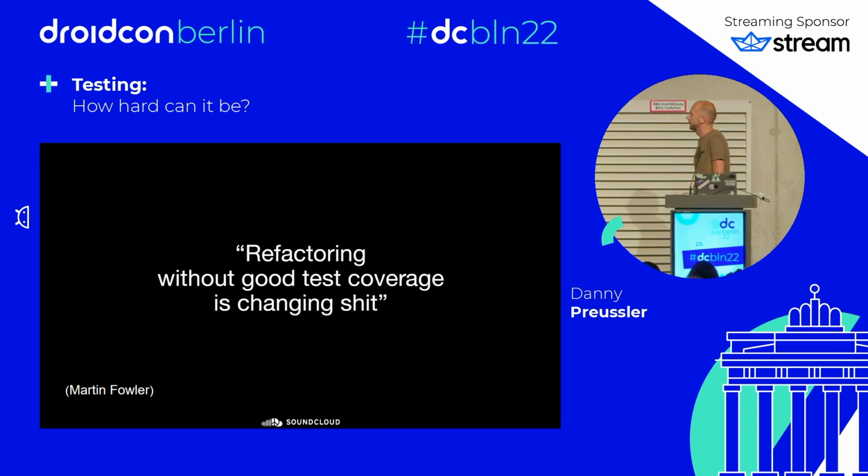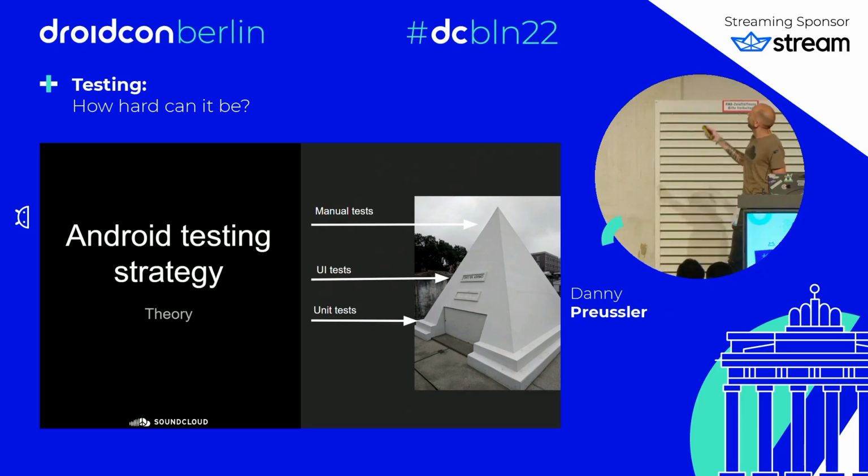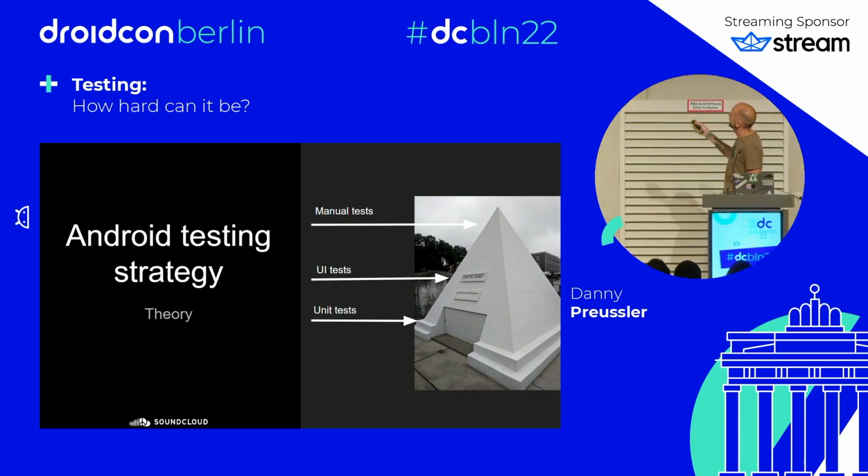So let's talk about testing and how we do this. We all know this, right? This is the theory. We have a few manual tests, we have a few more UI tests as a testing pyramid, and we have a lot of unit tests, right? This is how we've been learning it for many years. Probably you've seen multiple presentations showing the pyramid.